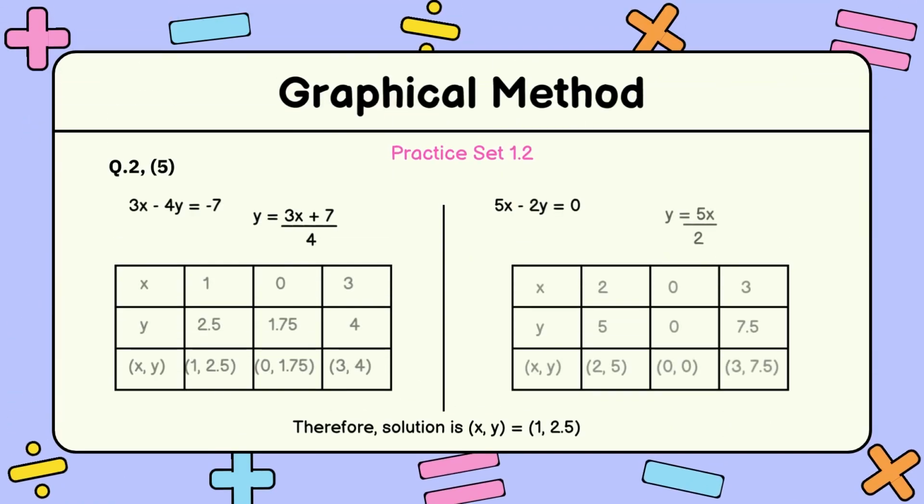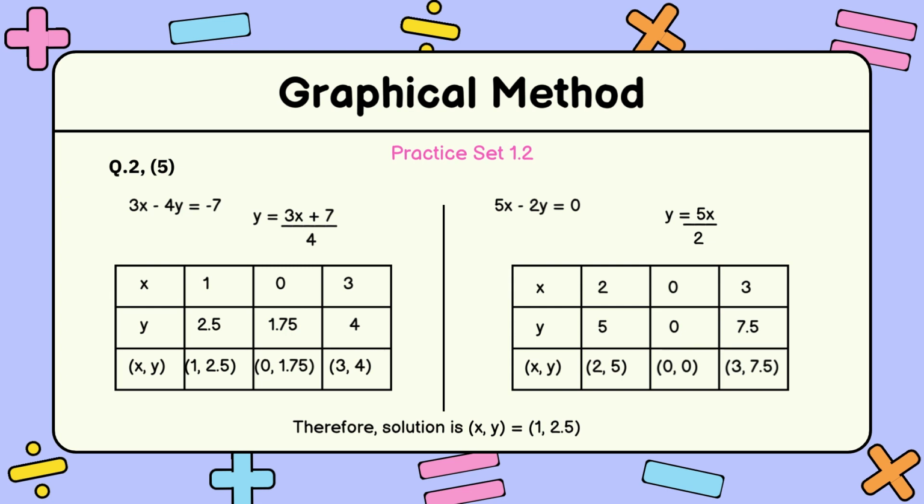Now coming back to solving the linear equations by graphical method, we'll take question number 5 from practice set 1.2. The equations are 3x minus 4y is equal to minus 7. That's our first equation. And 5x minus 2y is equal to 0. That's our second equation. So we'll write it in the same format as finding y by assuming the value of x. So the first equation would become y is equal to (3x plus 7) upon 4, and the second equation would become y is equal to 5x upon 2.